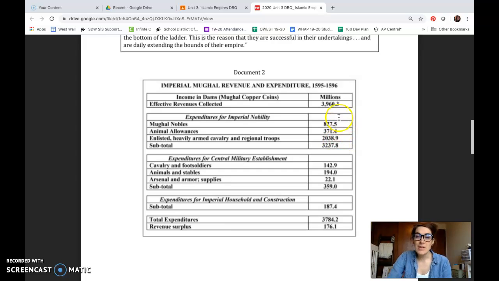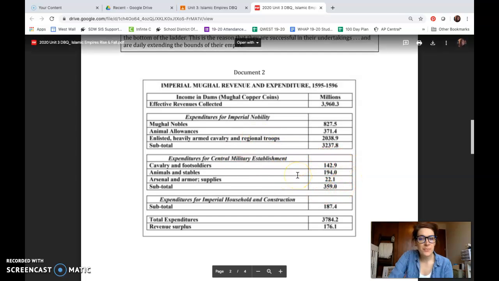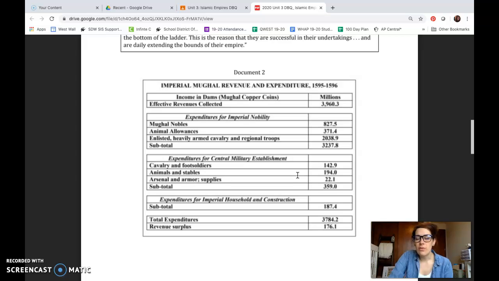But at the same time, I might talk about this weakness here of, yeah, it seems like there's quite a lot of money that's being spent on the nobles. Again, we don't know how many nobles there are, but we know that that's way more money than is being spent on expenditures for our central military establishment. And again, looking at the central military establishment, which is 359, even your animal allowances are 371 here for the imperial nobility. So even those animals are getting more money put towards them and their well-being than some of our others for our central military establishment. And that's something that I would question or think more about.